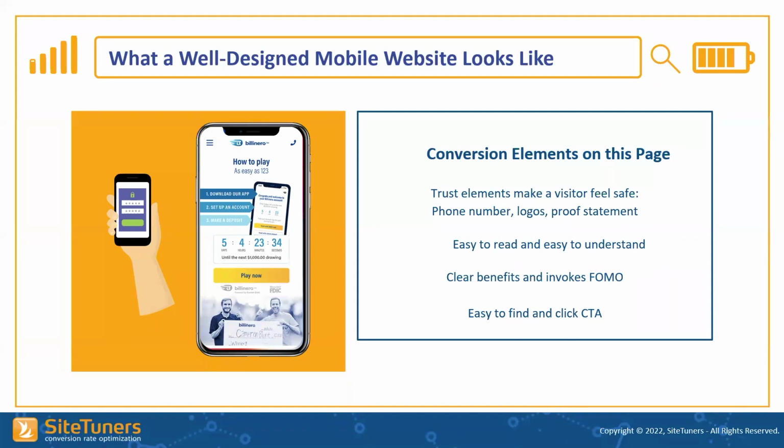Right, and so there's more pages to this website, but on this one page where they're wanting them to take action, it's easy to read and easy to understand. Clear benefits, and it also invokes fear of missing out, right? There's 5 days, 4 hours, 23 minutes, and 34 seconds until the next drawing. So if you basically don't set up your account, you're out of luck, right? And so fear of missing out, clear benefits on here, and then an easy to find and click CTA. So this is an example of a mobile design that is really clear, really easy to navigate, makes it easy to read, and I know what is expected of me.